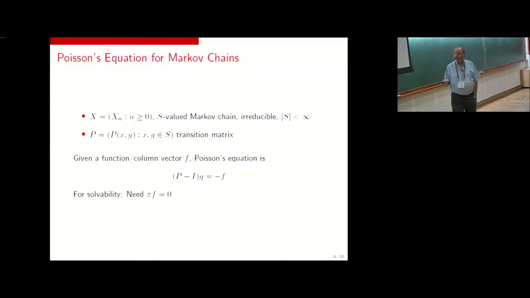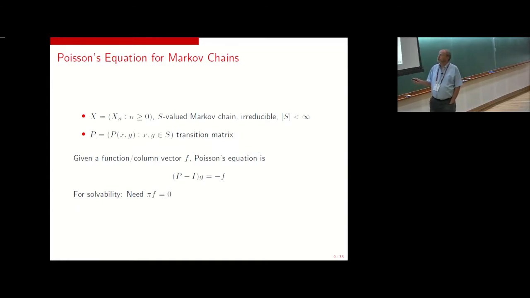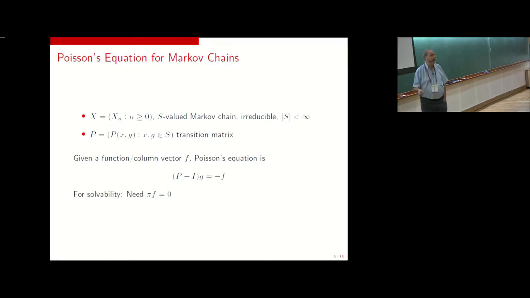In other words, if I encode the equilibrium distribution pi as a row vector, and I take the inner product of that row vector with the column vector f, pi f is equal to 0. That just is saying the equilibrium mean of f is equal to 0. Now, why is that solvability condition necessary? Well, you can see from this equation, if I take this row vector pi and hit both sides of this equation with pi, I get pi P minus pi on the left-hand side. That has to vanish. That means on the right-hand side, I have to have pi f equal to 0. So that's the obvious solvability condition.